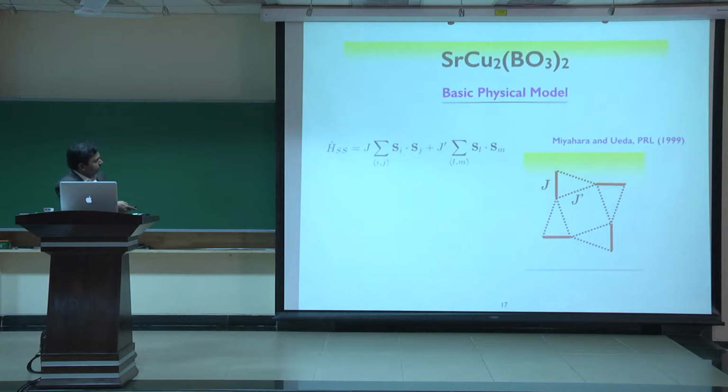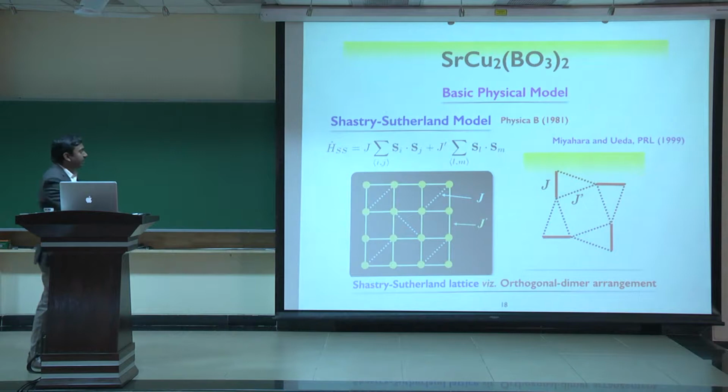So this is the basic physical model that one can write down for strontium copper borate, which has a strong exchange interaction, well, strong or weak, the experiment decides, but it turns out that these red bonds are the stronger interaction. So the strong bonds, the copper dimers, have some exchange J, and then there is an inter-dimer interaction, which is denoted as J prime. And this was, of course, worked out by Miyahara and Ueda without realizing that this model actually exists in the literature. And somebody told them that this is nothing but the Shastry-Sutherland model. So that is how it was realized that this problem is nothing more than the Shastry-Sutherland model.